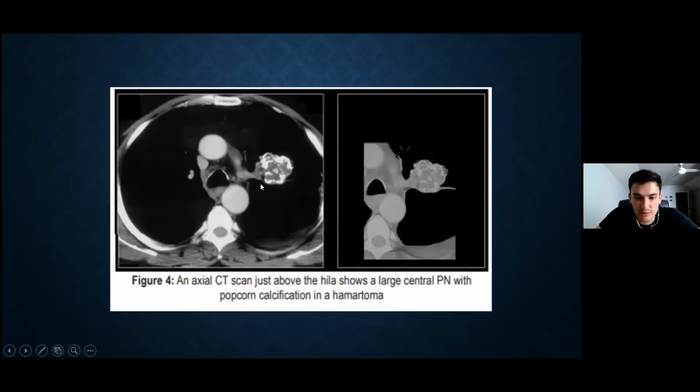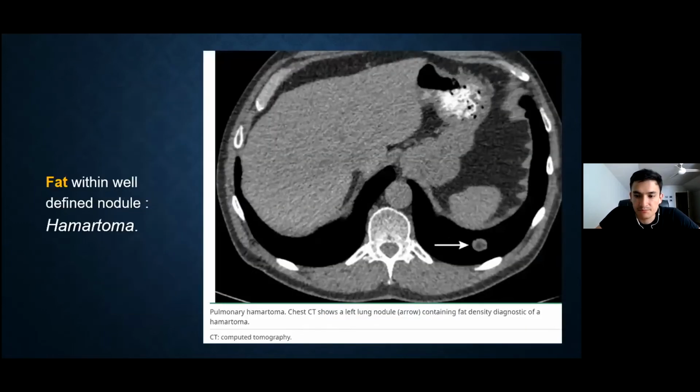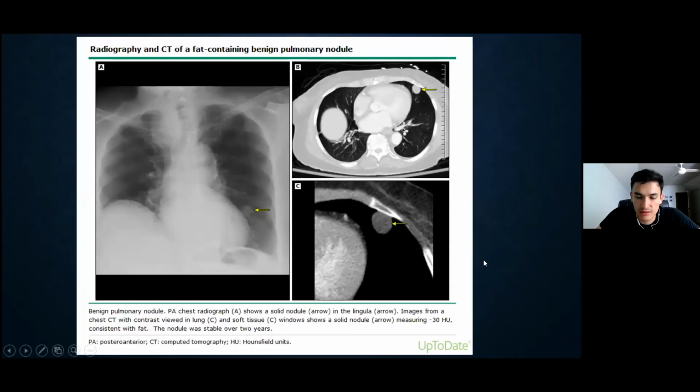This is also a hamartoma, a bigger one, but the calcification pattern is also characteristic, so it's benign. In this case, this is another way a hamartoma can present. This hamartoma doesn't have calcification, but it has fat. And this one is also a nodule that, on fluoroscopic CT, when the mass was measured with Hounsfield units, was -30 Hounsfield units, consistent with fat density. So this was a hamartoma too.